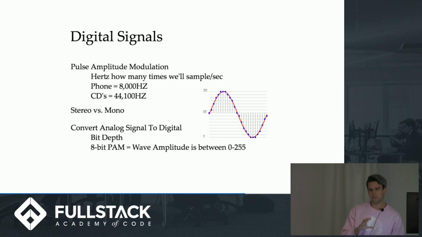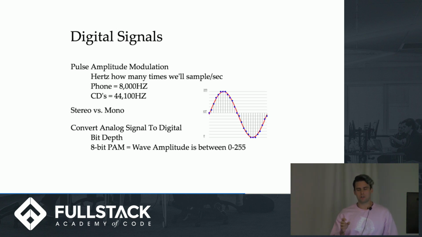Those old telephones are processed at 8,000 hertz, meaning that they're sampled 8,000 times per second. You probably wouldn't want to listen to music through a phone because it's going to sound fuzzy and overall crappy. CDs, on the other hand, are stereo signals, meaning that the left channel and the right channel are totally separate audio sources, totally separate waves, totally different waves.